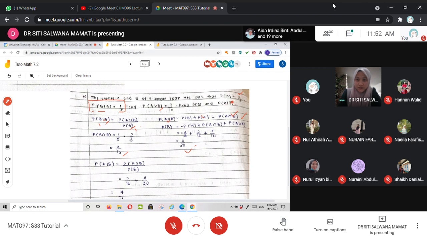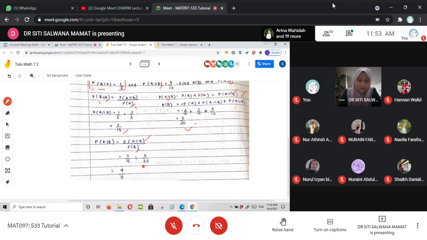Find the probability A given B. So you divide by probability of B: the probability of A intersect B divide by B. What do we get for the intersection? We have this value, divide by B. So you plug in the values, and we will get 4/11. So this is question number 2.